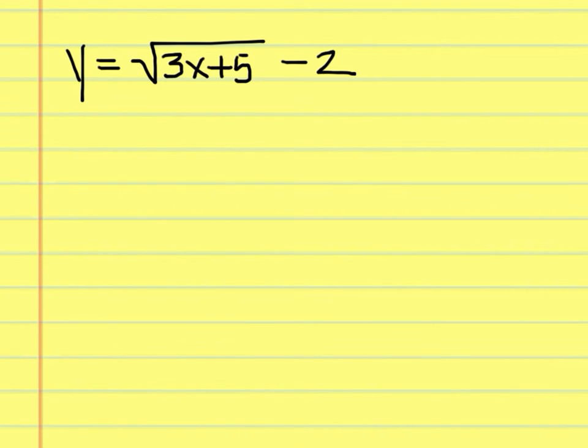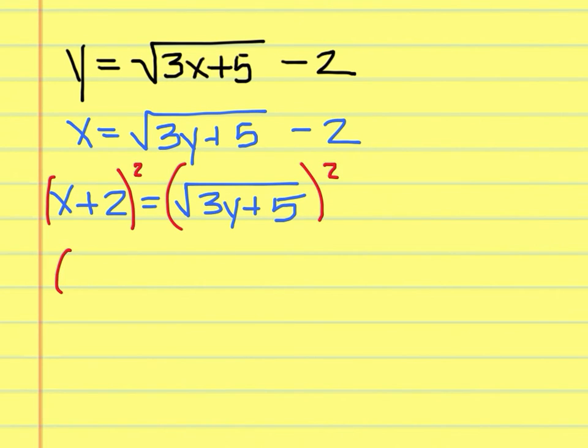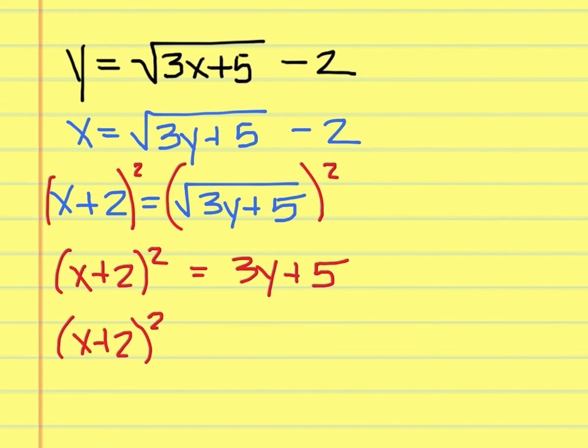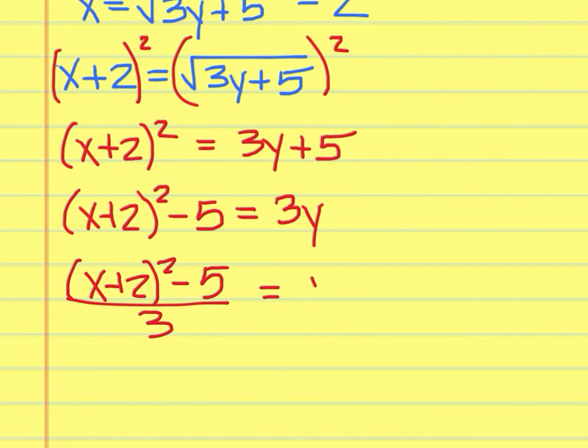To find the inverse here, we have to switch x and y. So we'll do that first and then begin to isolate y. Let's move the minus 2 to the left. And then to get rid of the square root sign, we have to square both sides. So we're left with the quantity squared of x plus 2 and set that equal to 3y plus 5. Move the plus 5 to the left, make it minus 5, and then from there we're going to have to divide by 3, and that will give you the inverse.